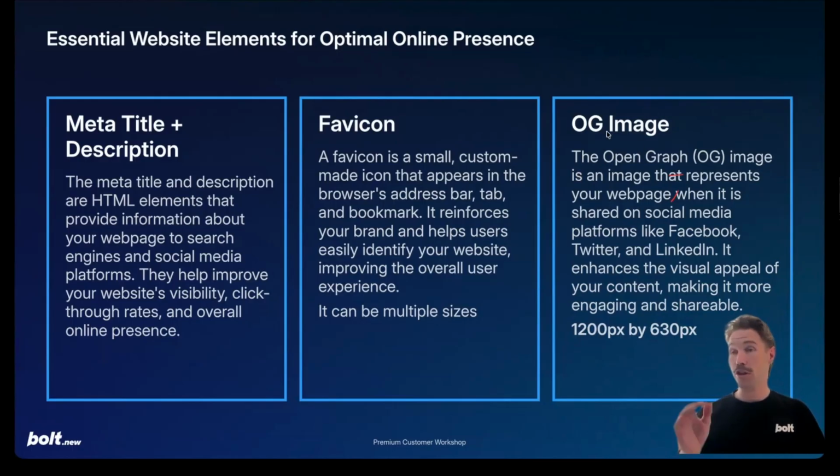Now, the third one is your open graph image. This is an image that represents your web page when it's shared on social media platforms like Facebook, Twitter, LinkedIn. It enhances the visual appeal of your content, making it more engaging and shareable. The dimensions that you should use for this is 1200 pixels by 630 pixels.